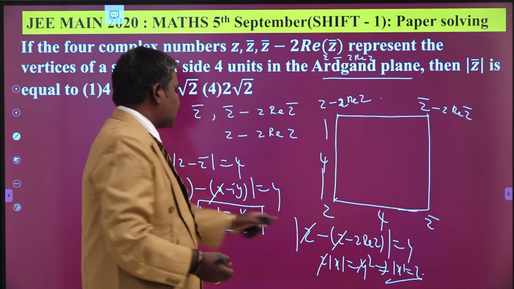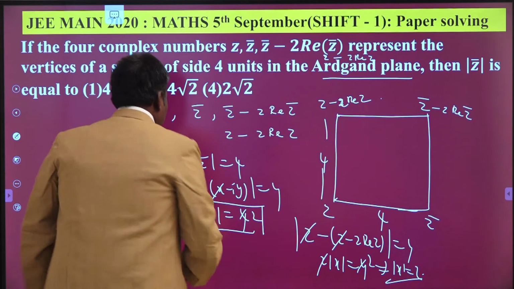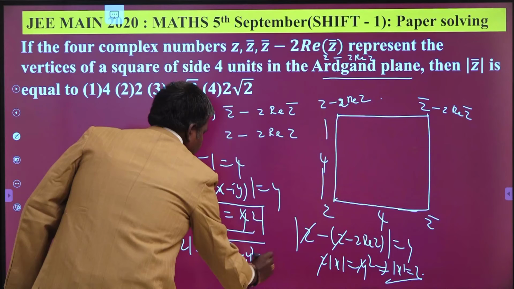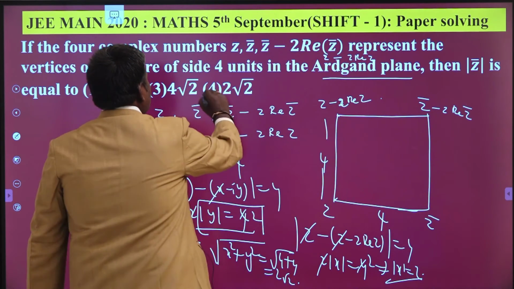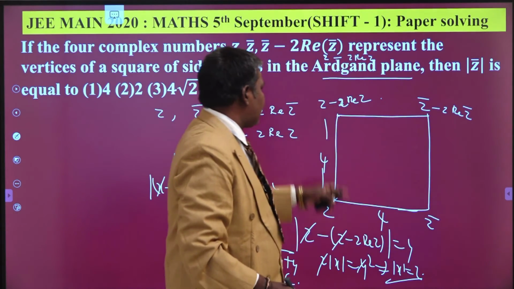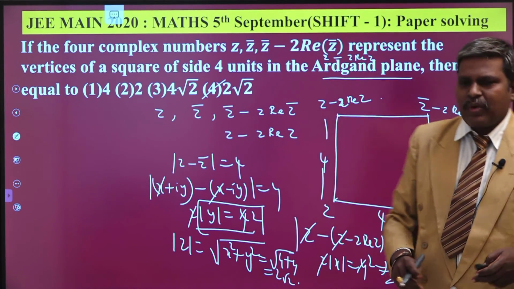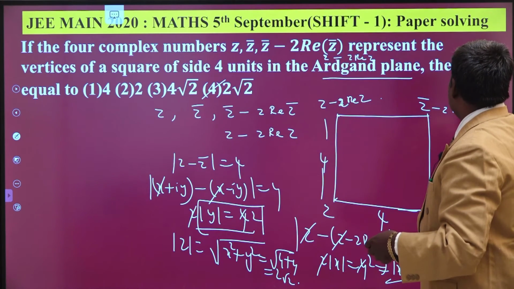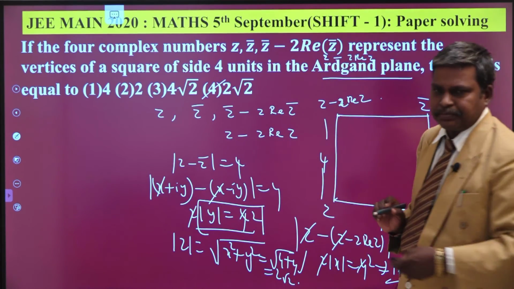Once you have the |x| value and |y| value, can we find the modulus of z or not? We can easily find the modulus of z, that is equal to root of x square plus y square. It is nothing but root of 4 plus 4, which is 2 root 2. So the answer is 2 root 2. Very simple question. z bar minus 2 times the real part of z and z minus 2 times the real part of z are the 4 vertices of the square, each side of length 4 units. Then the modulus of z bar, that is equal to |z|, is equal to 2 root 2 units. Understand?